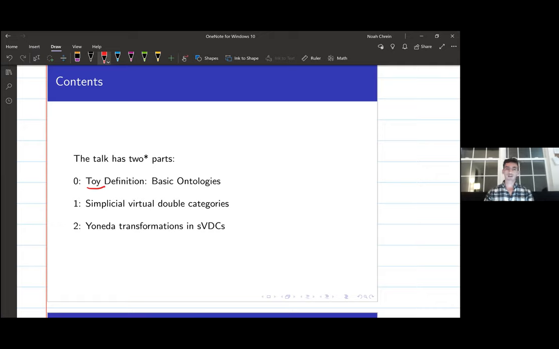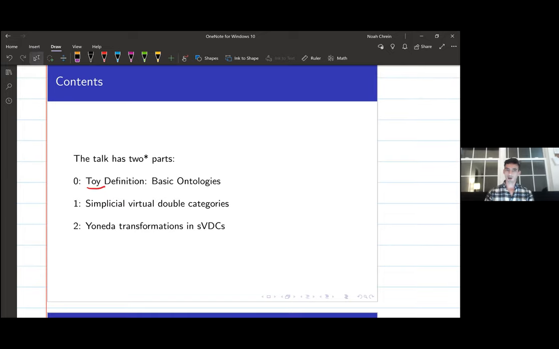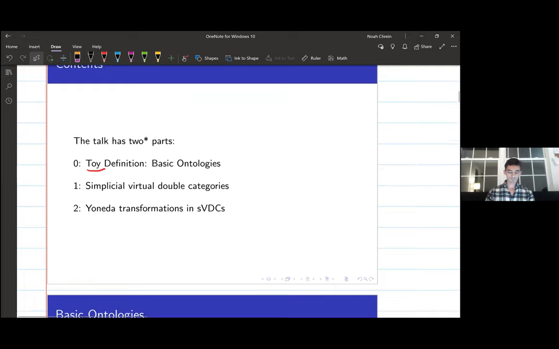And the reason I don't think that is because I need to use two-category theory to understand ontologies, and two categories in my book count as an ontology. So it's like I'm using ontologies to describe ontologies, and that doesn't sit well with me. What I'm looking for is like an ontology-free description of ontologies, and well, that's the most confusing point of this entire theory. So I'll just concede and use two categories for now. Then I'll talk about simplicial virtual double categories, a mild generalization of a virtual double category. And then I'll hopefully be able to define what a Yoneda transformation is in one of these simplicial virtual double categories.